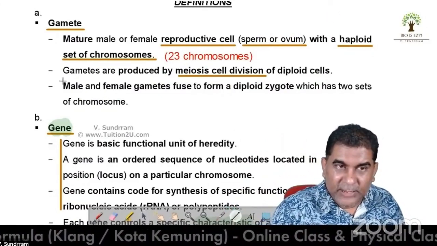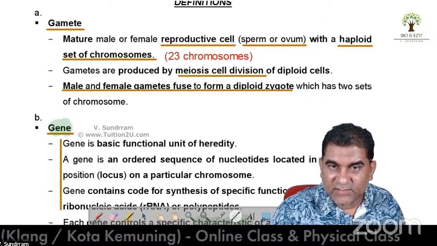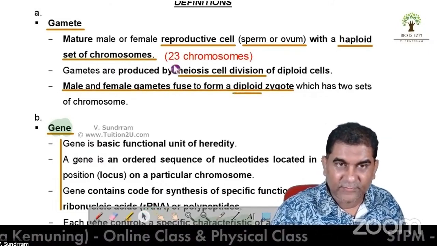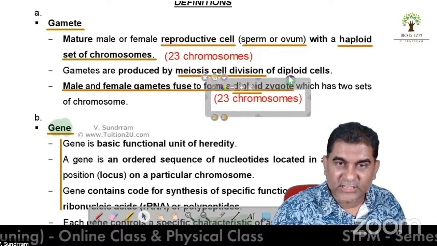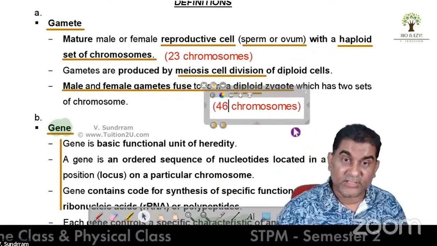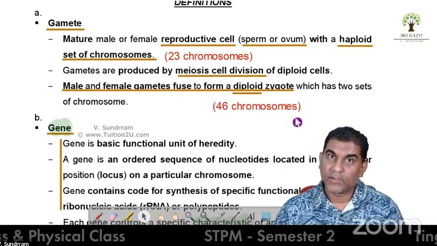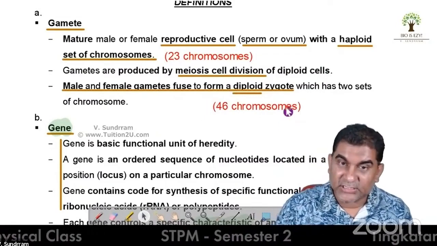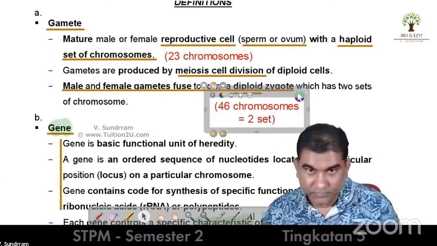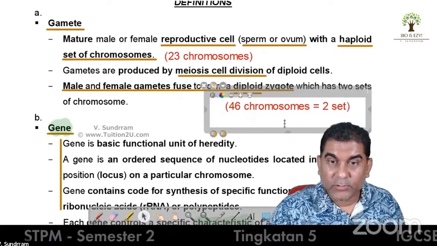When the sperm and ovum do fertilization, we get a zygote. Zygote is diploid because they have 46 chromosomes. For a human, 46 chromosomes. 46 is 2 sets. Why 2 sets?